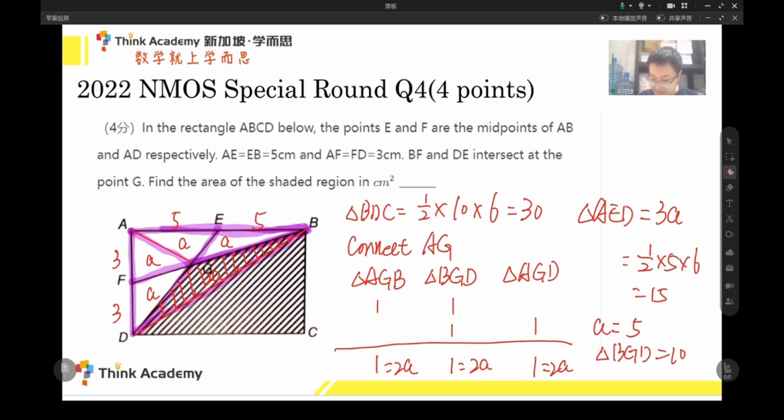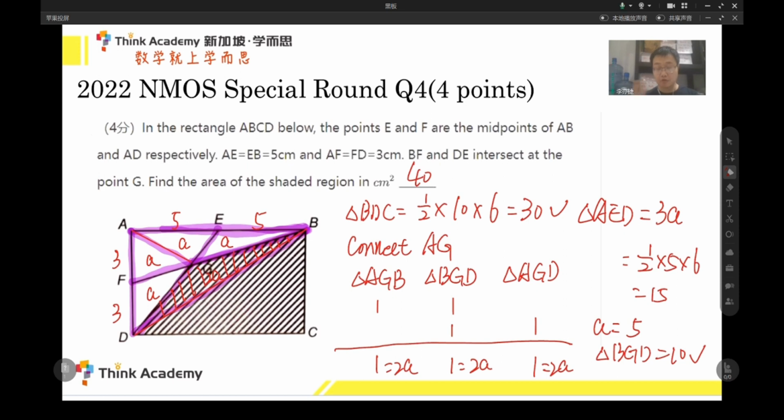Then BDC is 13, BGD is 10. So put them together, the shaded region is 10 plus 30, which is 40. Right? Actually there are many ways to solve it, but as we see the typical Dovetail model here, we can use the Dovetail model to solve it. This is the simple question.